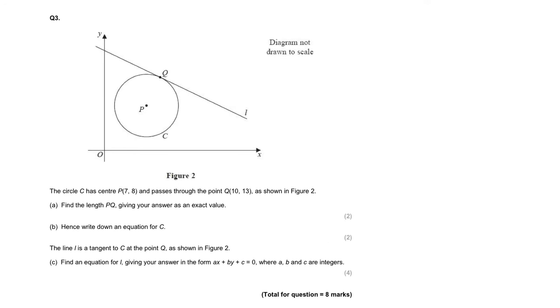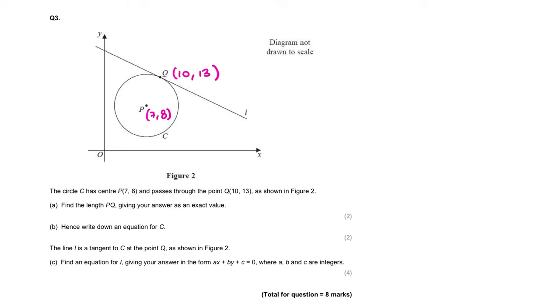So, the circle C has centre P (7, 8). Okay, I'm going to literally write everything on. That's always, if they give you a diagram, start writing things on. 7, 8. And it passes through the point Q (10, 13), as shown in figure 2. Find the length of PQ, giving your answer as an exact value.